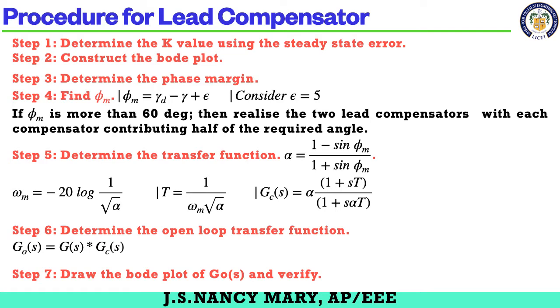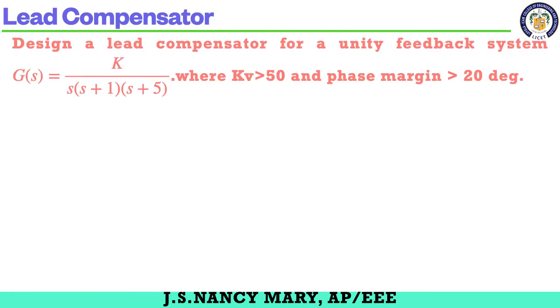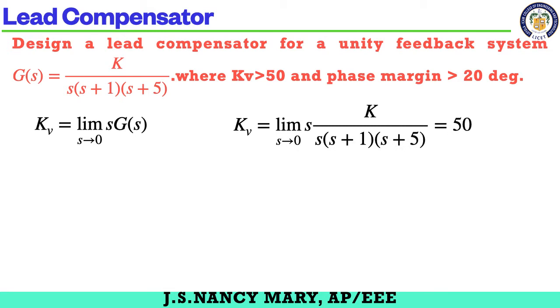So in this we will see a problem. They have given us a problem like this. They are asking that the phase margin should be greater than 20 degrees, and also Kv is greater than 50. So I'm going to substitute Kv as 50 itself. You know very well it is limit s tends to 0, s into G(s) into H(s). Because H(s) is equal to 1, only G(s) is there. So here s gets cancelled, and I'll be getting 2K divided by 5 equal to 50, which leads to K equal to 250.